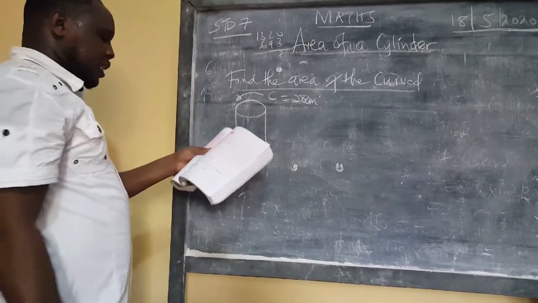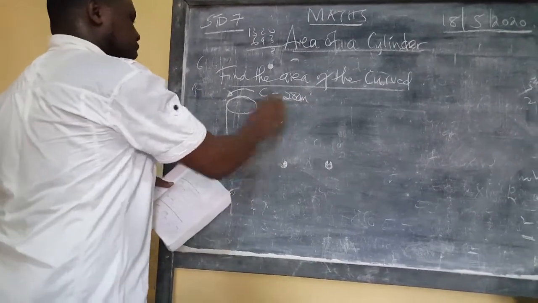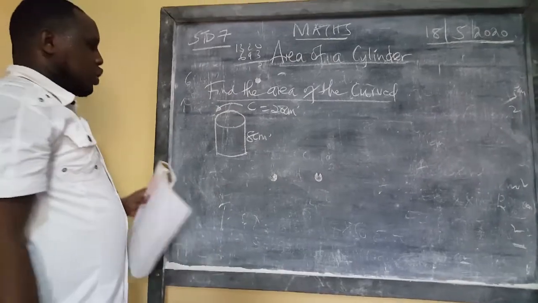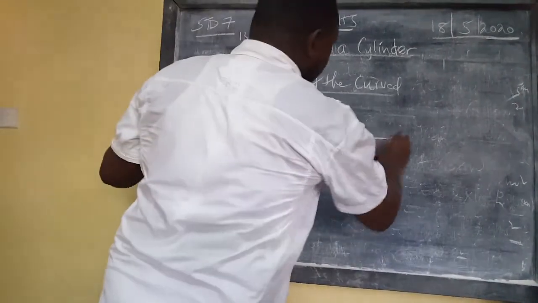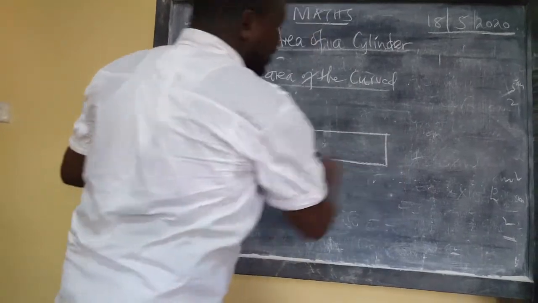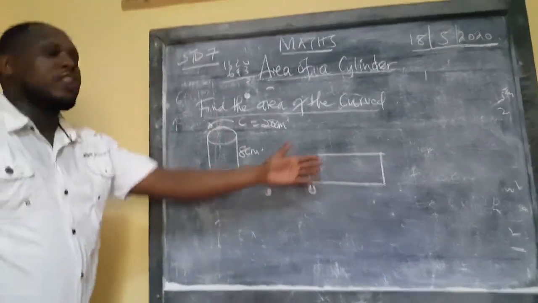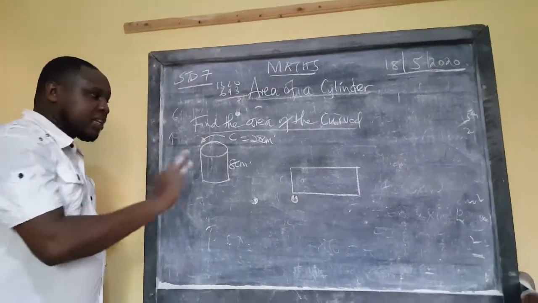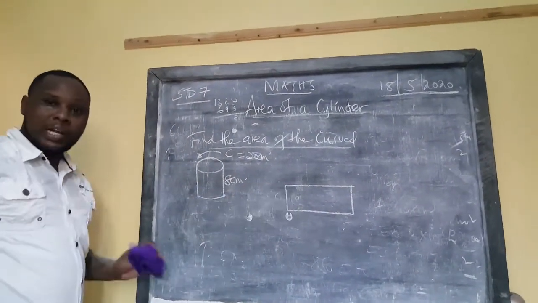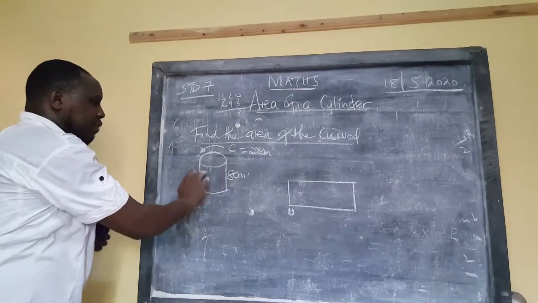The circumference is 20 centimeters, and this is 8 centimeters. Good. So we are going to move and calculate the surface area of the curved surface. Remember, the curved surface is just the surface area of the rectangular part. That is what we are interested in. The curved surface is the area of the rectangular part only.